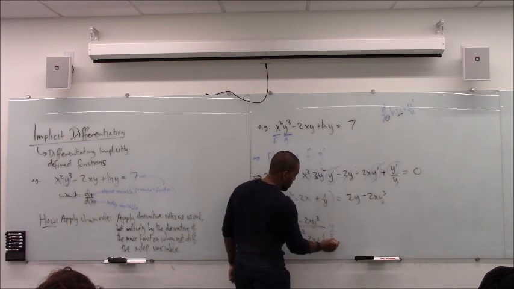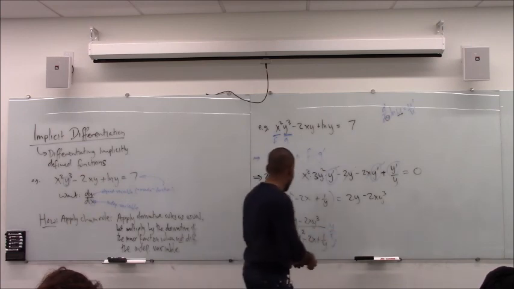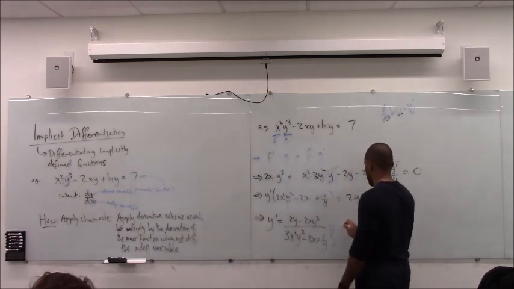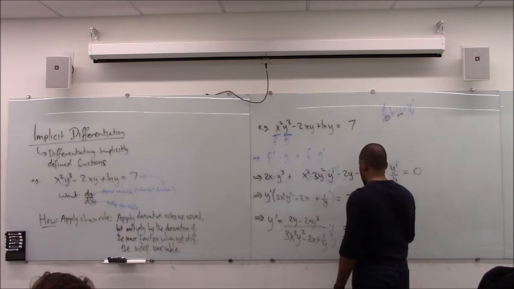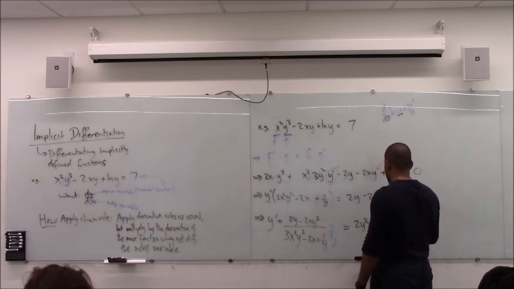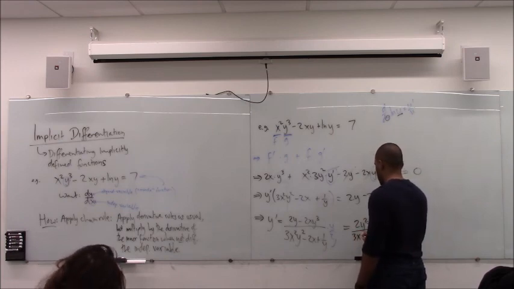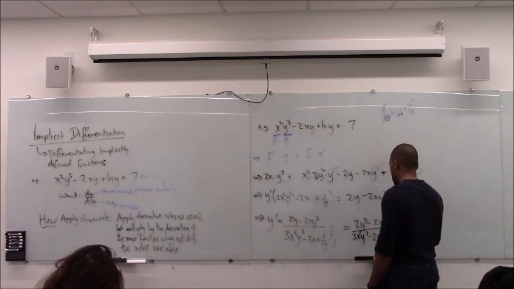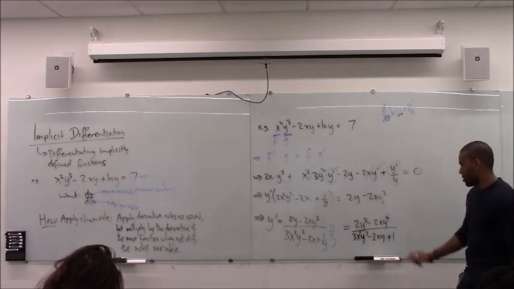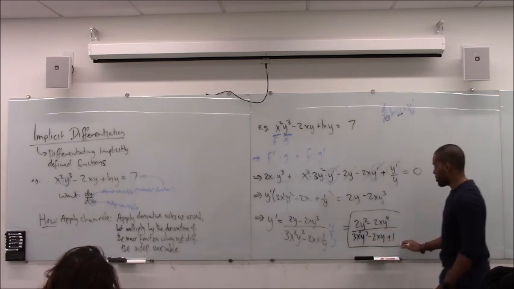They do something like multiply by y over y and write the answer more like 2y squared minus 2xy to the 4th over 3x squared y cubed minus 2xy. So you'll probably see the answer in that form.